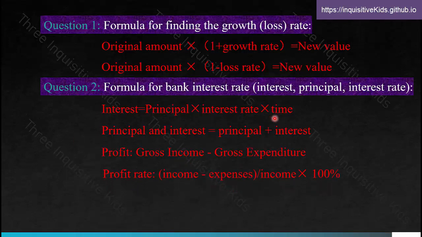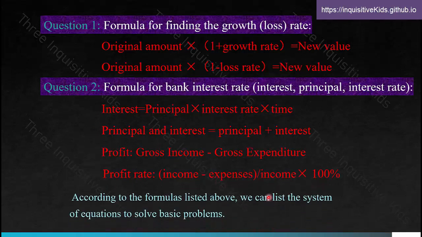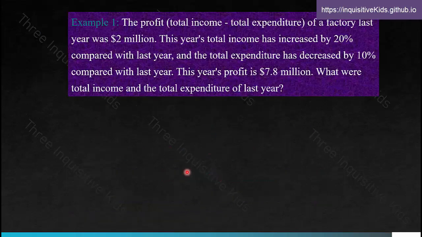In the profit rate, we also discussed, it's the income minus expenses divided by income times 100%. So according to the formulas listed above, we can set up systems of equations to solve basic money-related problems.